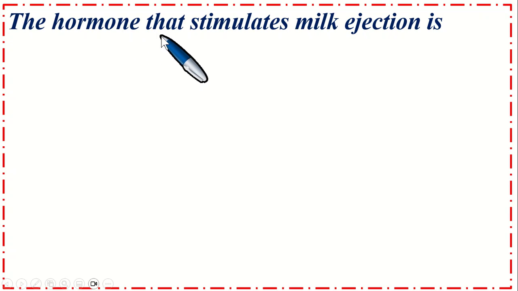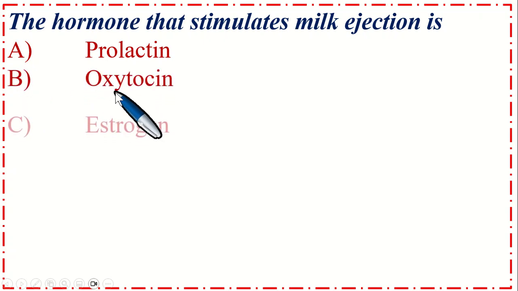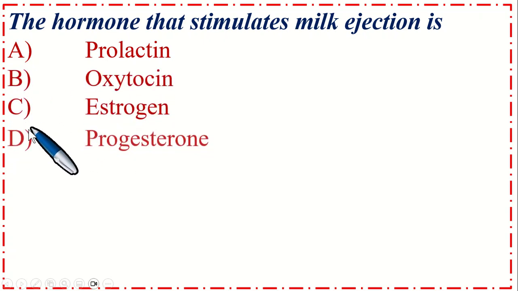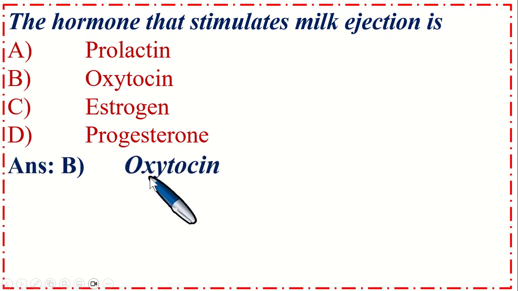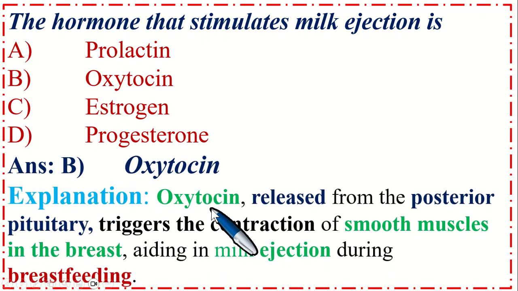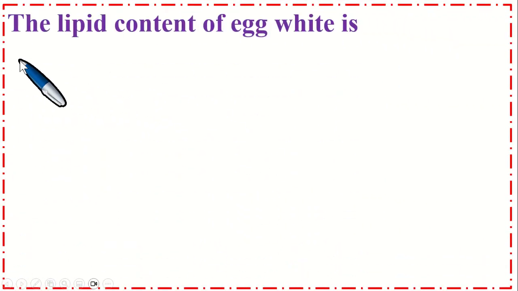The hormone that stimulates milk ejection is: option A prolactin, B oxytocin, C estrogen, and option D progesterone. So the correct option is B, oxytocin. Oxytocin released from the posterior pituitary triggers the contraction of smooth muscles in the breast, aiding in milk ejection during breastfeeding. So this is a very important MCQ.